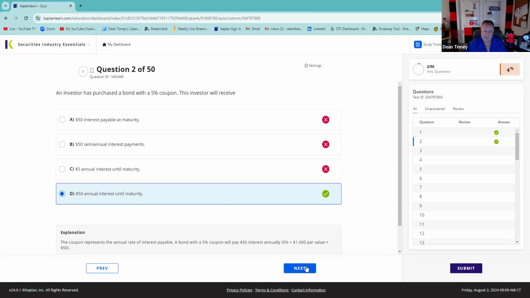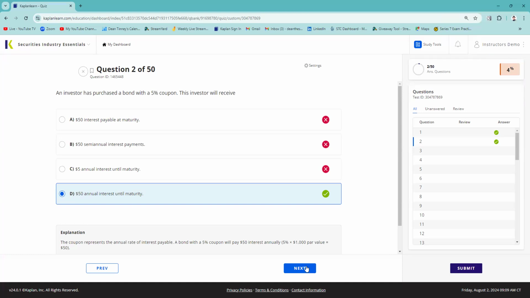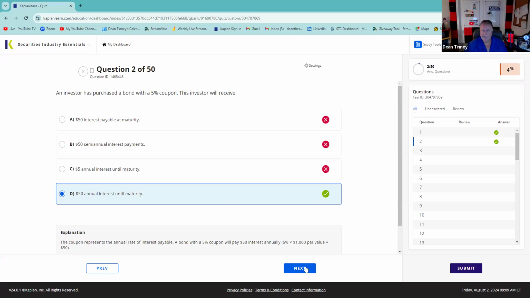And then in the secondary market, you'll be able to get that bond at a discount if interest rates have gone up, at par if interest rates have remained unchanged, or at a premium if interest rates go down.